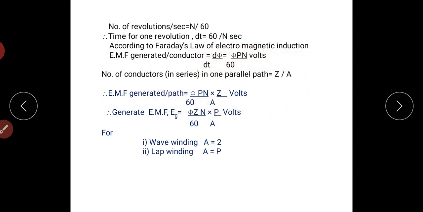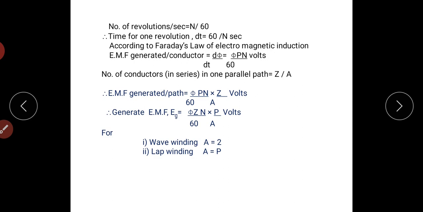Next, the number of conductors in one parallel path. We know that capital A is the number of parallel paths in the armature winding. The total number of conductors equals Z, so one parallel path has conductors equal to Z by A. So EMF generated in one parallel path equals ΦPN by 60 into Z by A. So generated EMF equals ΦZN by 60 into P by A. This is the DC generator EMF equation.